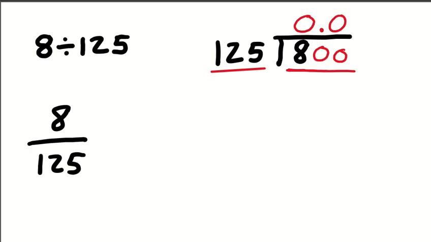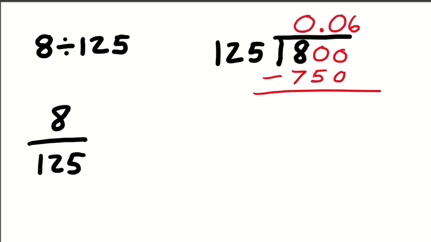Now, if you don't know offhand, what you can do is take 800 and divide it by 125, and I know that it will go at least 6 times. So I'm going to go ahead and place my 6 over here, and 6 times 125 is 750. So let me clean this up. 6 times 125 is 750, and so I put the 750 below the 800, and I do my subtraction. 800 decreased by 750 is 50.